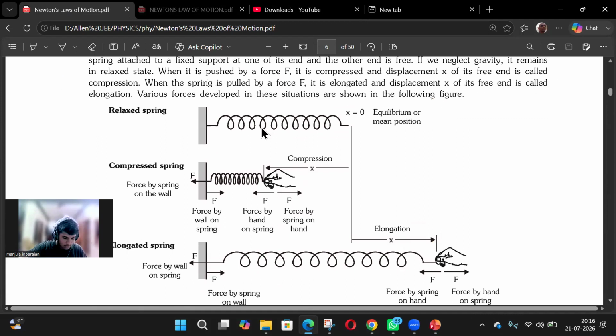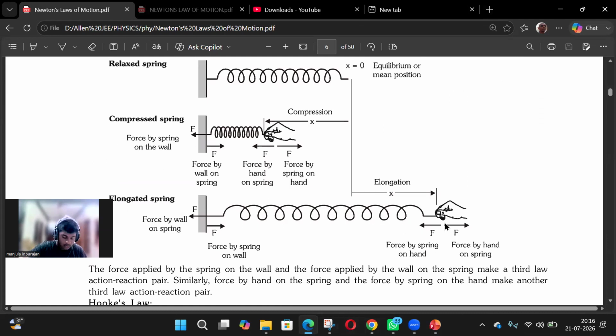So this one is a relaxed spring. In this case, the force in the spring will be zero. When you disturb the spring from the relaxed position, force will get developed. I can disturb this relaxed spring in two ways. One is by compressing it, and another is by stretching it.